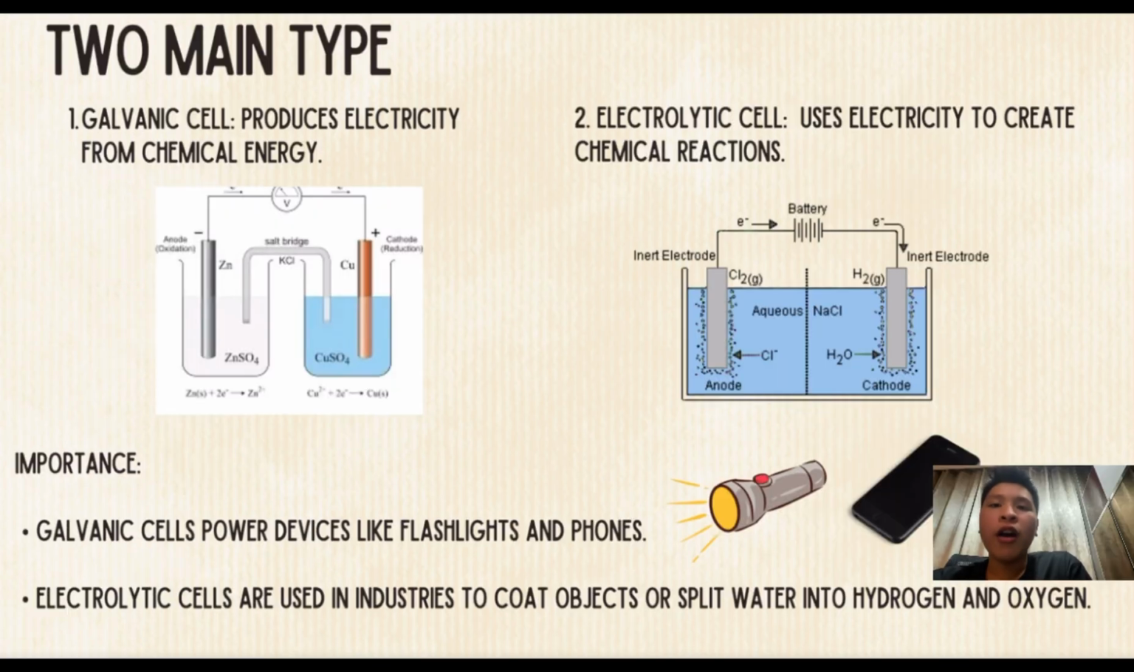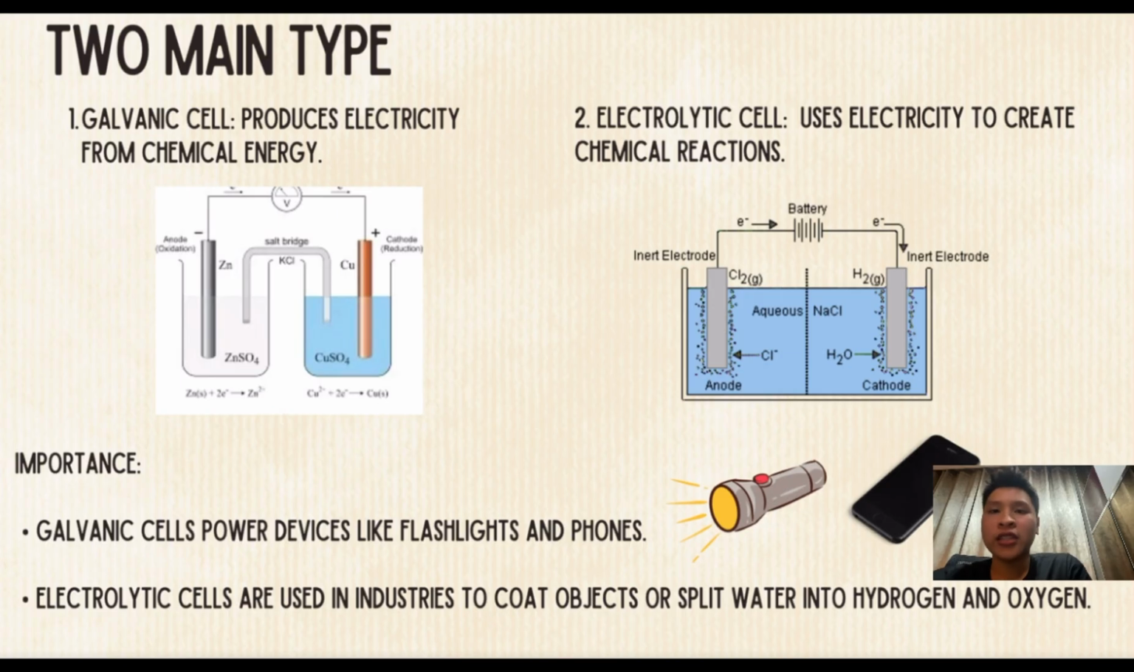So there are two main types of electrochemical cells, galvanic cells and electrolytic cells. The galvanic cell produces electricity by converting chemical energy into electrical energy. For example, zinc anode and copper cathode connected through a salt bridge in the diagram. The zinc undergoes oxidation, releasing electrons, while copper undergoes reduction, accepting those electrons. The flow of electrons generates a current. Galvanic cells are crucial in powering everyday devices like flashlights and phones.